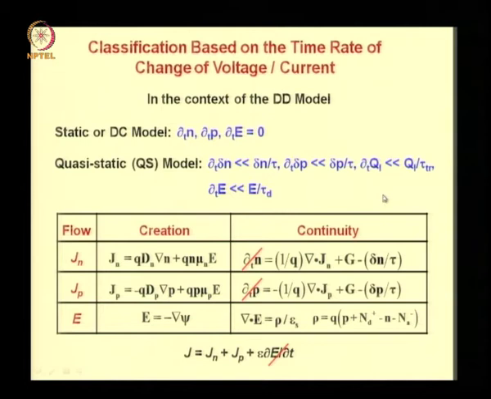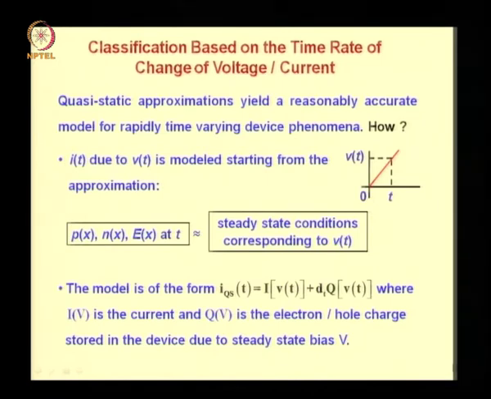Under such conditions, you can neglect the dou n by dou t and dou p by dou t terms in the continuity equations of electrons and holes, and the dou E by dou t term in the expression for the current density, which consists of the electron current due to drift and diffusion, hole current due to drift and diffusion, and displacement current represented by the dou E by dou t term. The quasi-static approximations yield a reasonably accurate model for rapidly varying device phenomena.